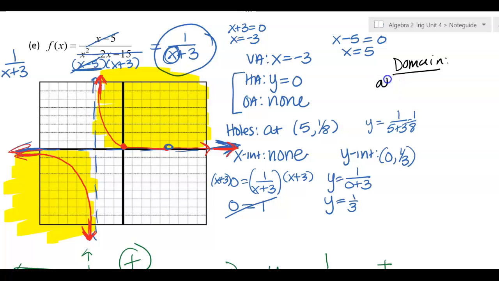So what would be our domain? All real numbers except what x values? So -3 I'm hearing, okay, because that's a vertical asymptote. There's also another one. What else? 5, because that's a hole. Both of those things are places on the graph where the x value doesn't exist. Okay.